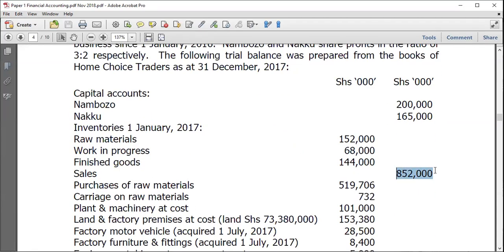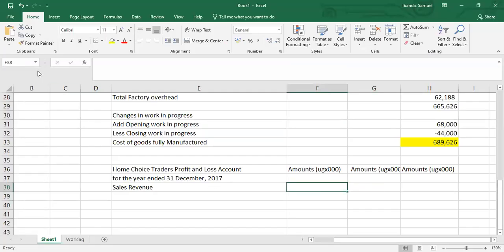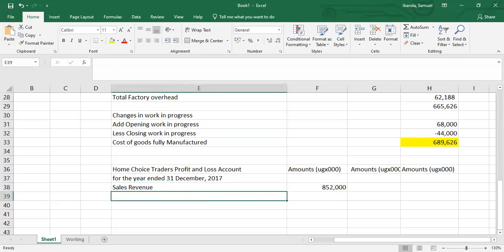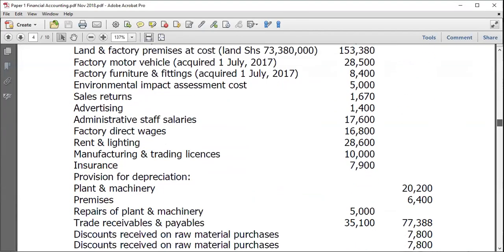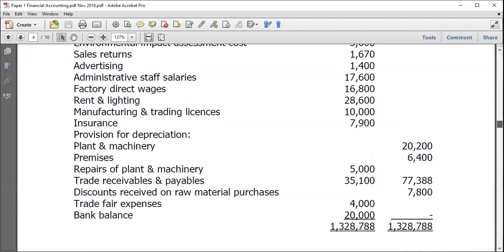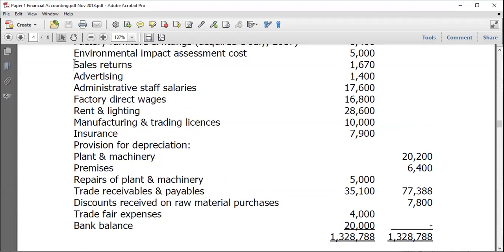It was 852. So I'll just pick my sales revenue. I come here and record it. Let me record it here because it has an adjustment. So sales revenue can have an adjustment of a sales return, which we have here, and sales returns are supposed to be deducted from our sales revenue. So we have sales returns. Sales returns can also be called return inwards.